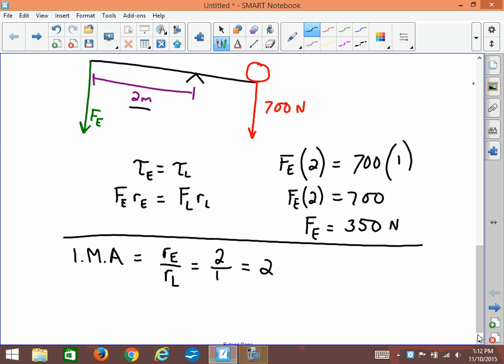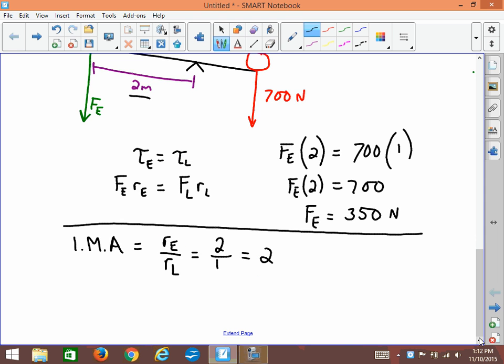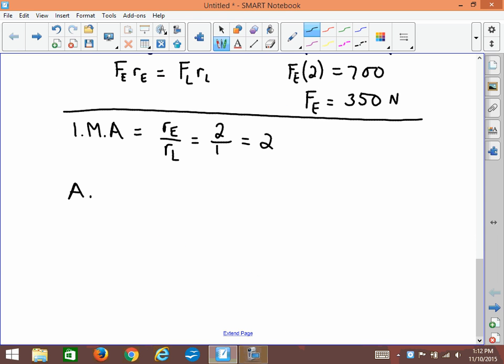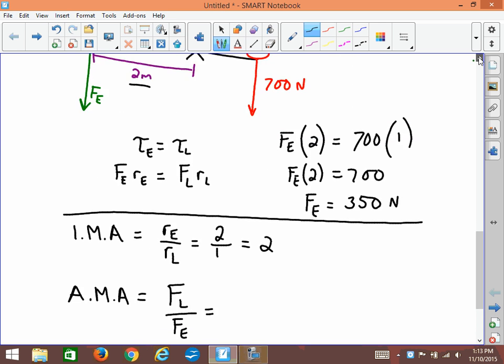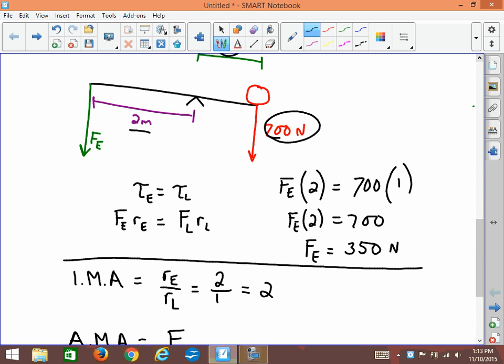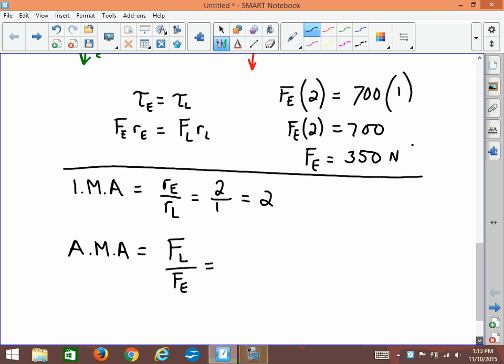And if we do the AMA, the actual mechanical advantage, we would get the force of the load, remember it's upside down, divided by the force of the effort. In our case, the force of the load was the weight of that rock, 700 newtons, and our effort force we calculated to be 350 newtons. If you divide 700 by 350, you get 2. So they look like they're the same. But here's the problem. This is only on paper.